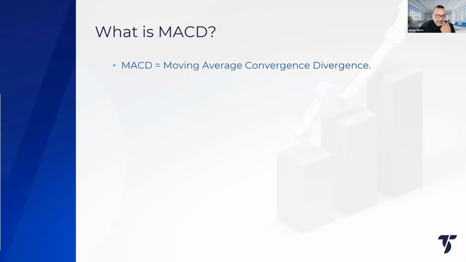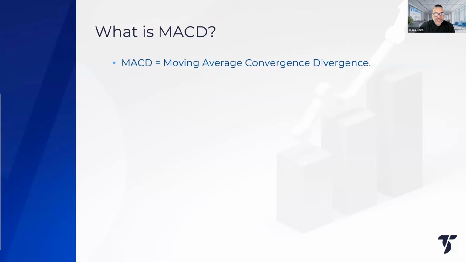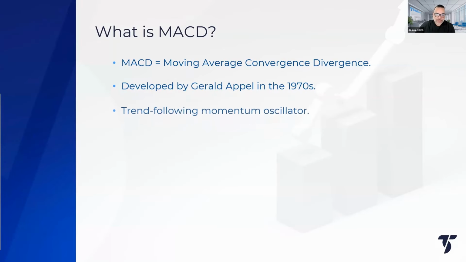What is MACD? Well, MACD, for those that don't know, stands for Moving Average Convergence Divergence, and is a study that is based on exponential moving averages. It was developed by Gerald Appel, or Apple, I'm not really sure how to pronounce his last name, back in the 1970s. So you can see that the MACD has been an indicator utilized by traders.